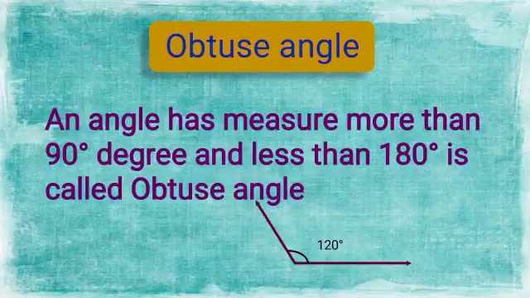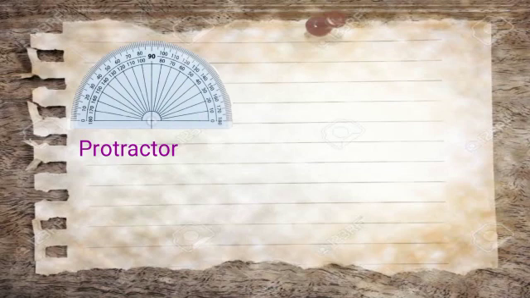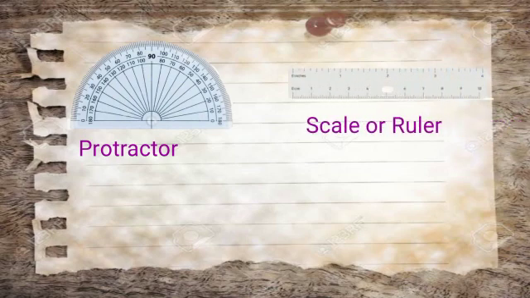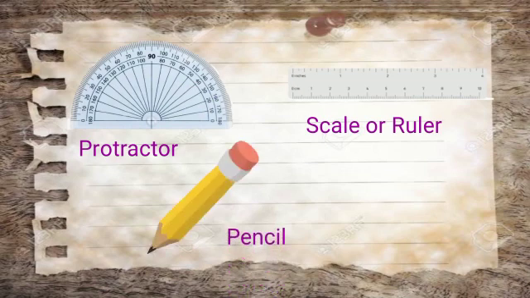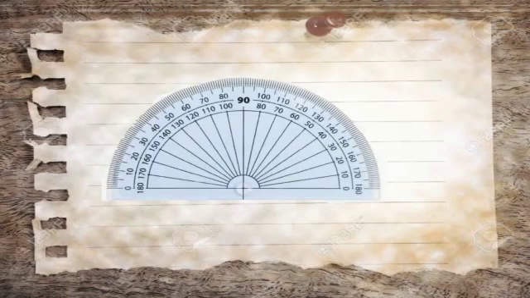Now we will move to the next and again the important, that is how to measure the angle. For measuring any kind of angle we have to use some instrument, as you can see here. The first one is known as a protractor. Then we have scale or you can say ruler, and of course our pencil. So with the help of these instruments we can easily measure the angle or we can easily draw or construct the angle also. So let's start.